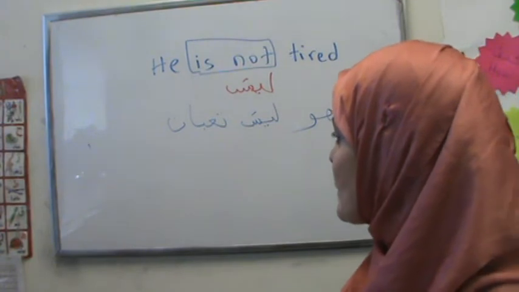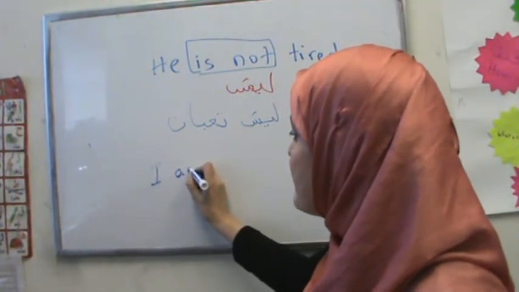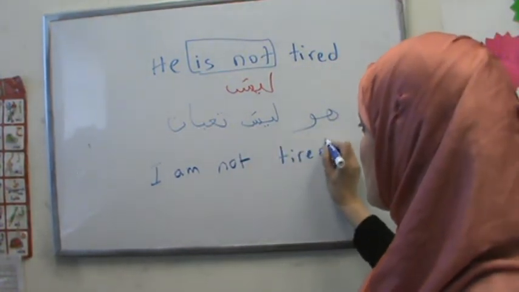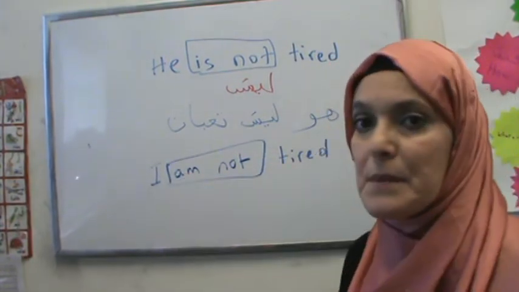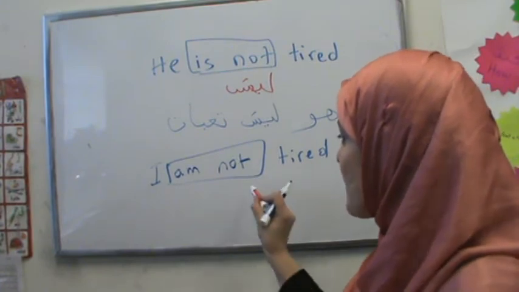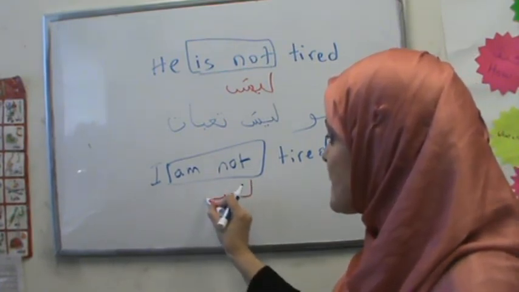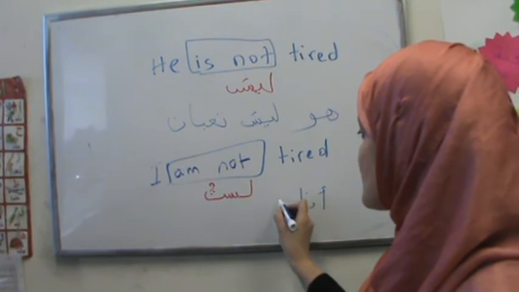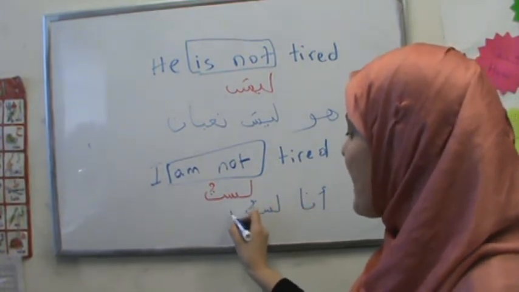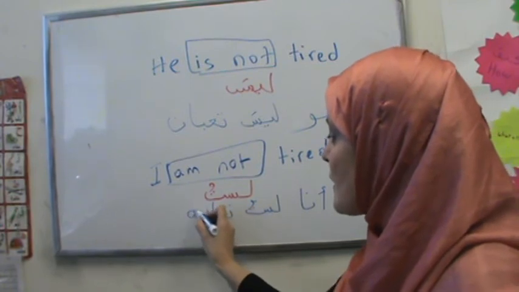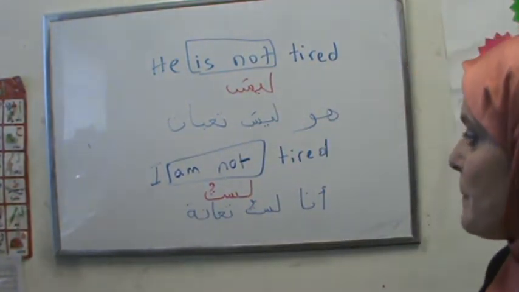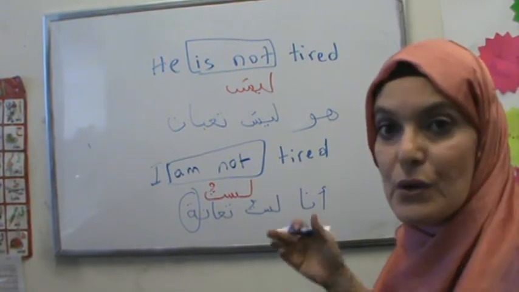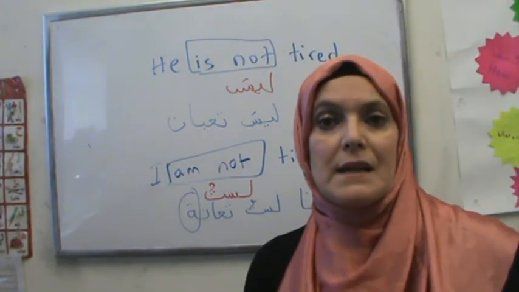Then I go, I am not tired. So I'm not is lestu. Remember, we drop the ya. So I put ana lestu ta'bana. I have to match, because I am a female. I am talking about a female adjective, so I have the ta marbuta with ana, because I am a female. But if it's a male, I say ana lestu ta'ban.